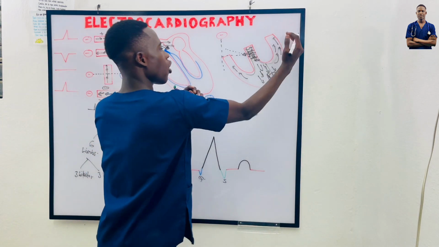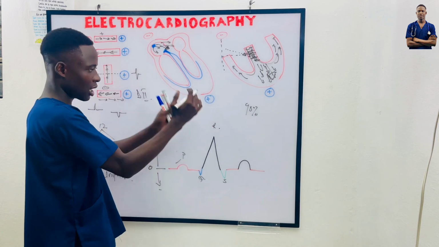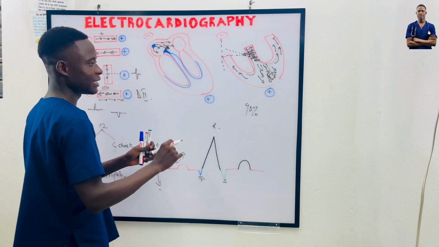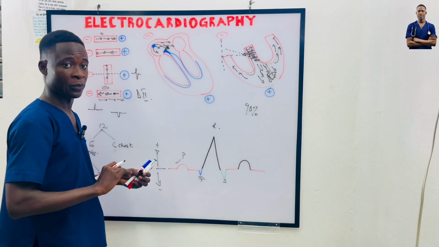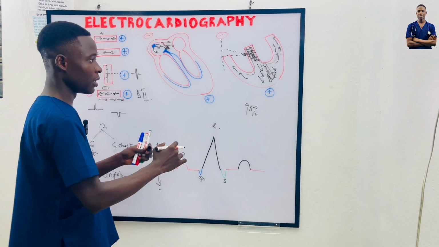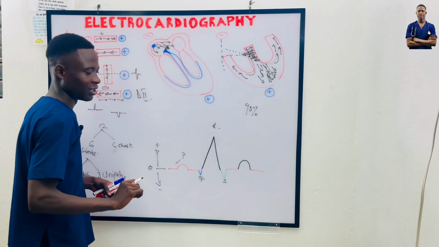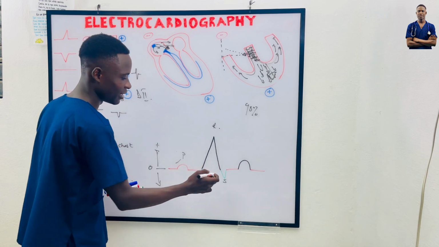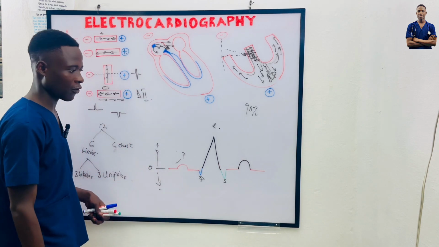So here all the ventricles get depolarized. And as all the ventricles get depolarized, it takes a small time for it to get back to its normal state, that's the resting membrane potential. And in this small time, there won't be any electrical reading. So this gives us the isoelectric line over here.